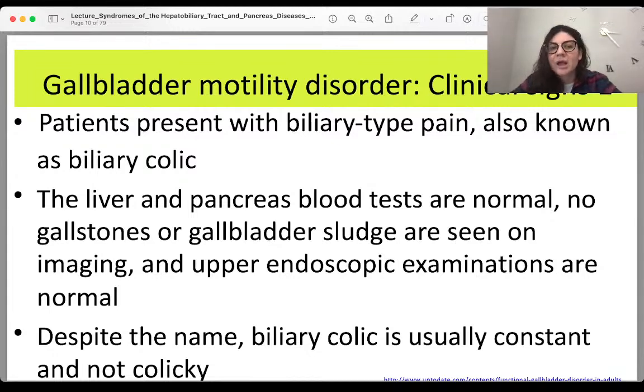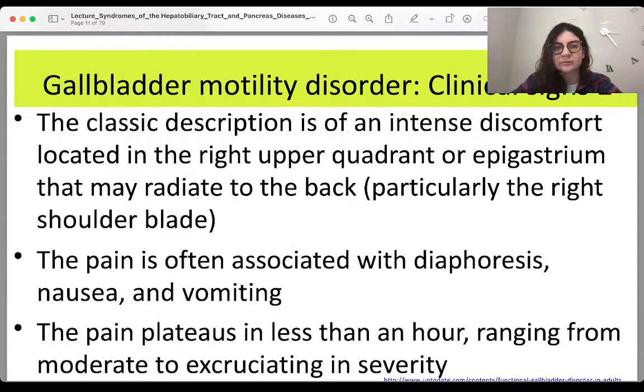Clinical signs. Patients with gallbladder motility disorders present with biliary-type pain, also known as biliary colic. It is quite a specific type of pain. The liver and pancreas blood tests in such patients are usually normal. There will be no gallstones or gallbladder sludge seen on imaging, and upper endoscopic examinations will be normal. Despite the name, biliary colic is usually constant and not colicky.